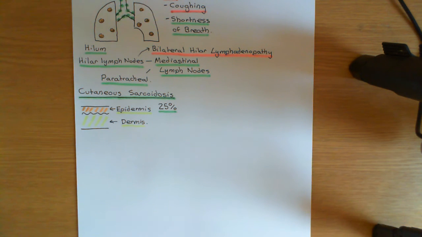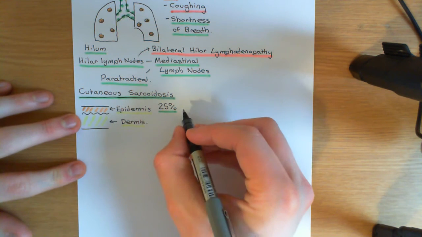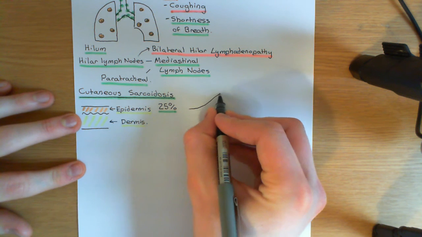So the question now arises: in cutaneous sarcoidosis, we're going to get granulomas forming in the skin. Which layer of the skin are they actually going to form in? Is it going to be the dermis or the epidermis? Well, the answer is that they're going to form in the dermis. So let me now draw a picture of a granuloma in the dermis.